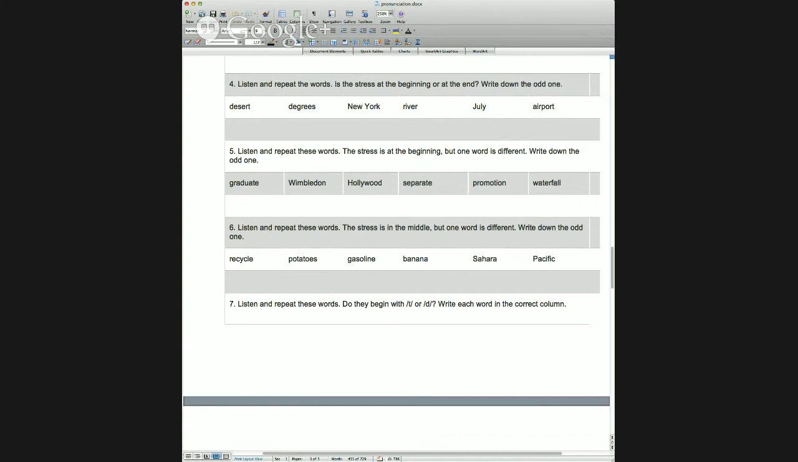Okay. New York. At the end, yeah. New York. River. Beginning. At the beginning, good. River. And then again, this E is a short sound in river. Okay, and is this sound difficult for people? River. River, good.